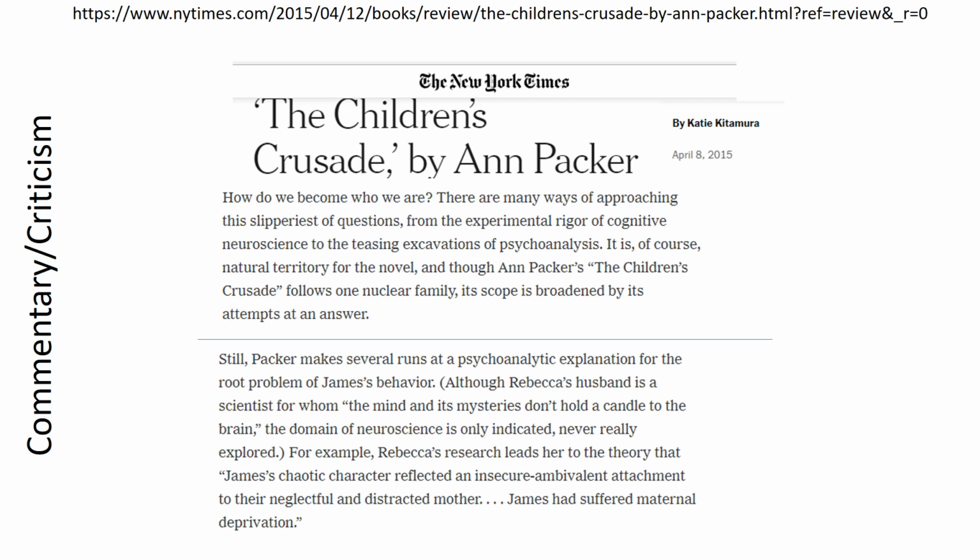For commentary and criticism, let's look at this book review in the New York Times. It's a review of a book called The Children's Crusade. Ann Packer is the author of the book. Katie Kitamura, however, wrote the review. The first paragraph introduces the reader to what the review is about, and it continues for several paragraphs, providing a synopsis of the beginning of the story. Then, the paragraph beginning with the word "still" that I have under the line includes several quotes from the book. You can see them in quotation marks. This is what is meant by commentary or criticism.